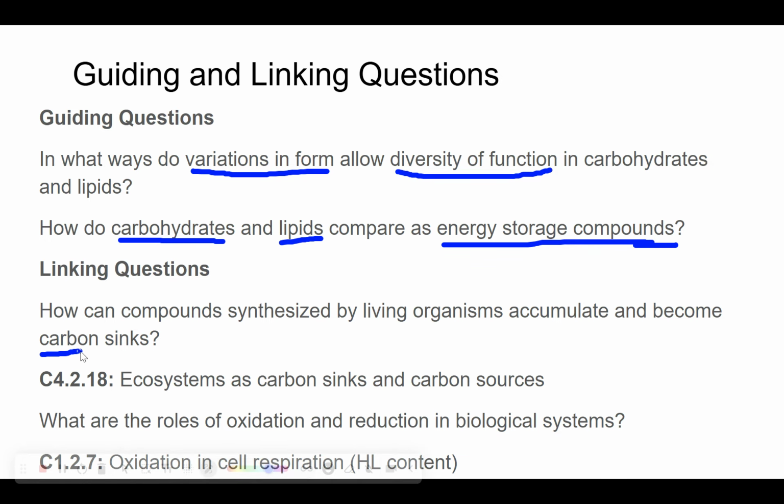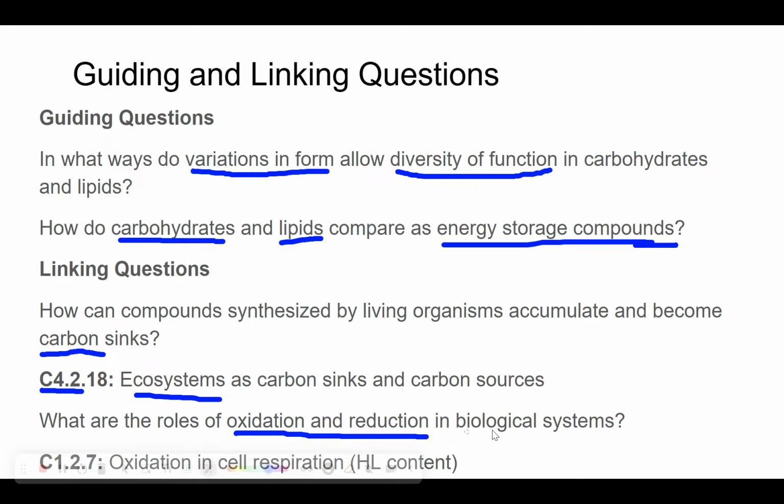Linking questions: how can compounds synthesized by living organisms accumulate and become carbon sinks? So we're looking at carbon-based biomolecules here. In something like C4.2, we look at a whole ecosystem as a carbon sink or a carbon source, so there's a linkage there. And the second linking question is, what are the roles of oxidation and reduction in biological systems?